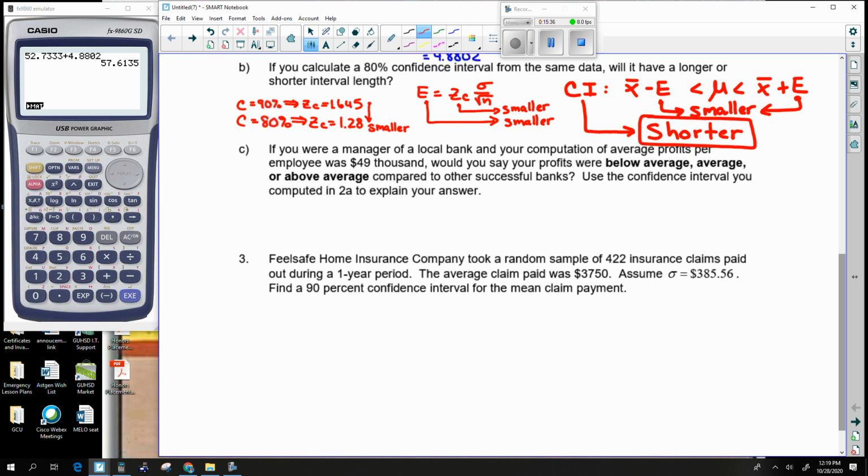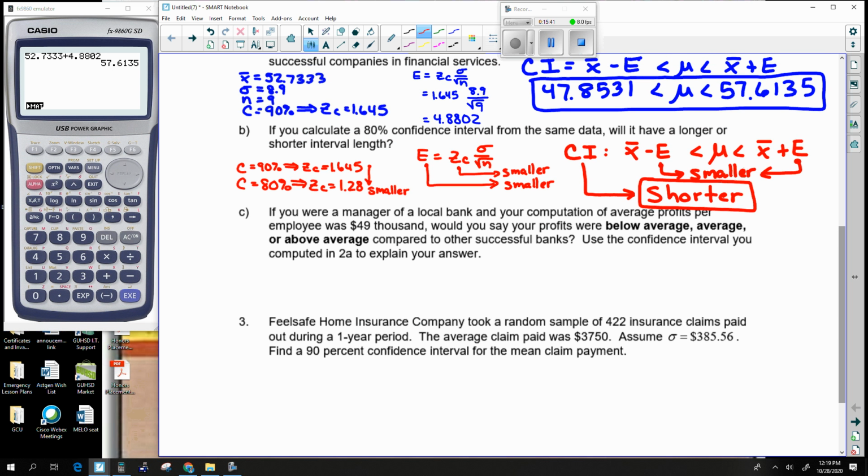All right, so is 49 below average, average, or above average? 49 is average. You see how 49 falls in between those two things. So 49 is average. So user confidence: my answer is average.